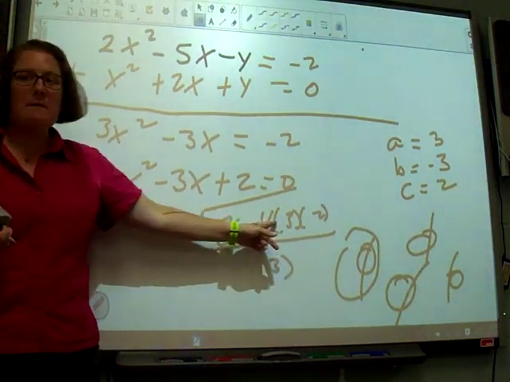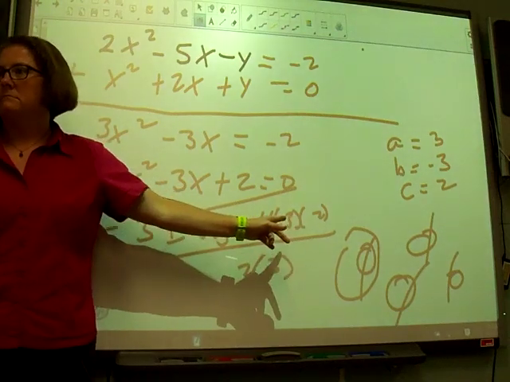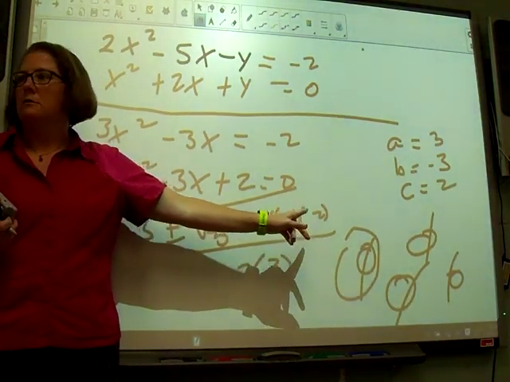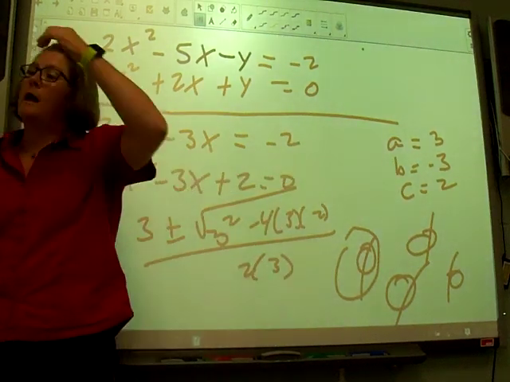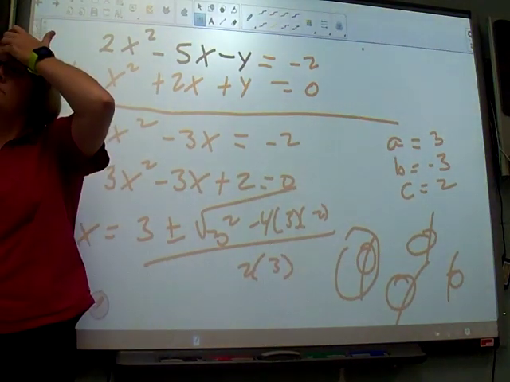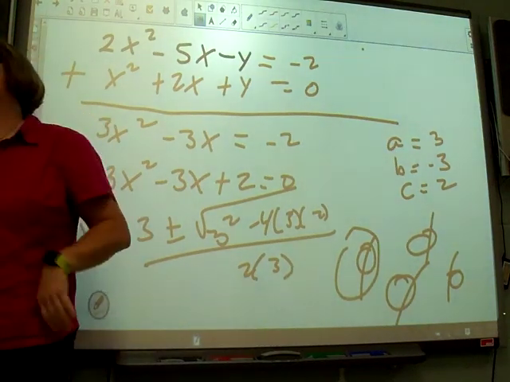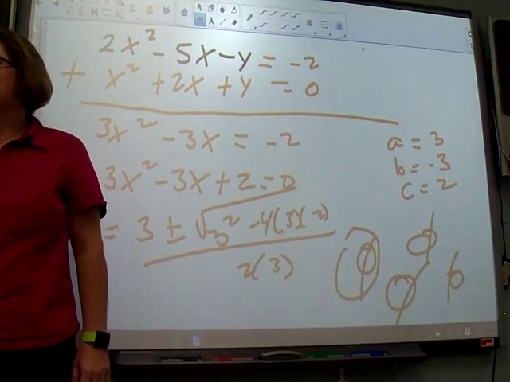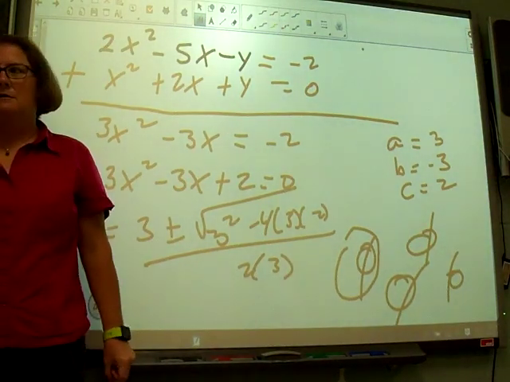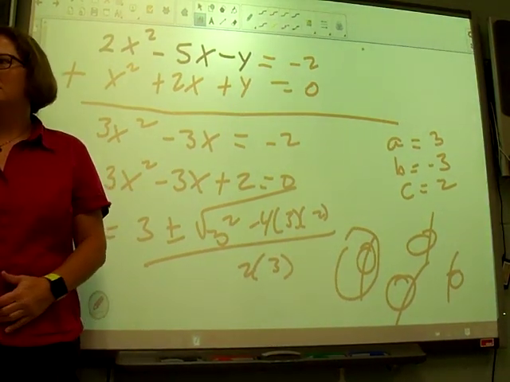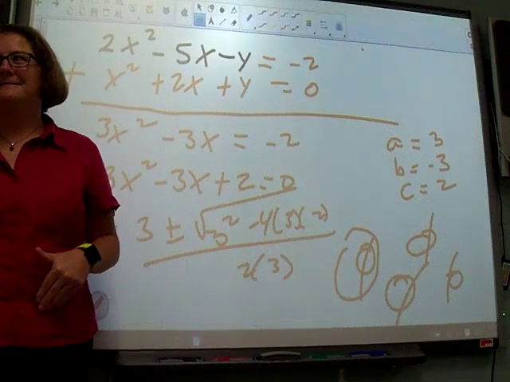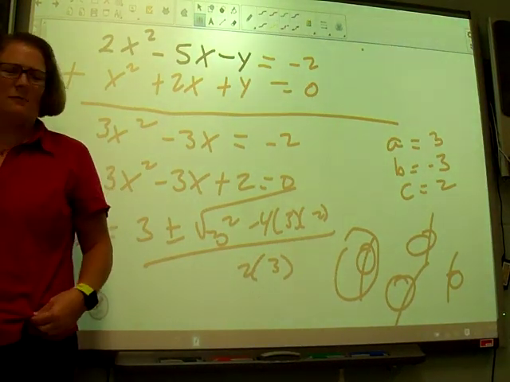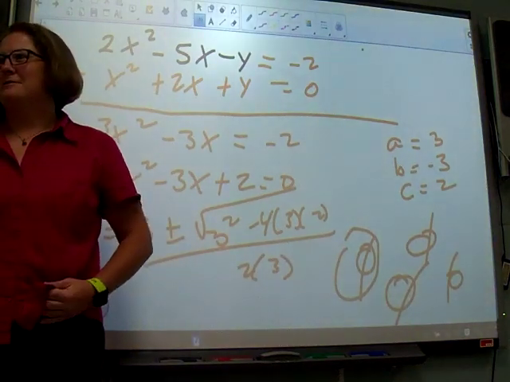9 minus 24. 3 squared. 4 times 3 is 12 times 2 is 24. So 9 minus 24 is what? Negative 15. I can't do math. I put Tori on the spot. 9 minus 24. But a lot of it's simple math in your head. Oh, 9 minus 24. Negative.